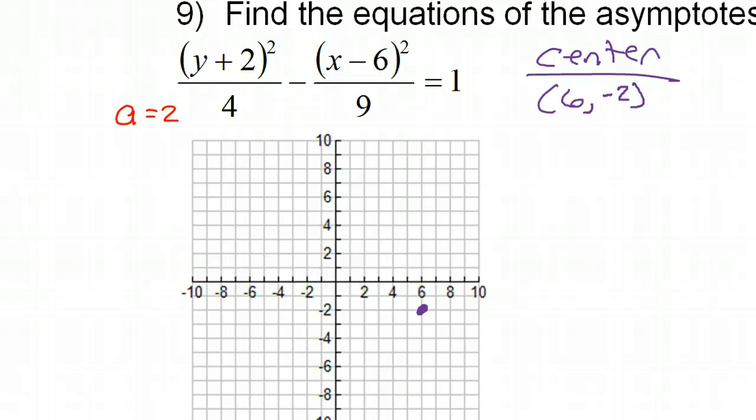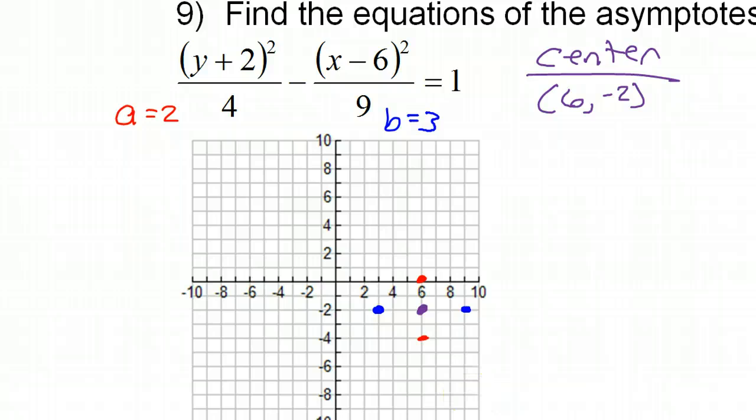Now, like I was saying, my a value is 2 in the y direction, because they go together. So that means I'm going to go up 2 and down 2. And these are my vertices, if anybody cares. Now my co-vertices will come from my b value, which is 3. Now this is with the x's, so when I do my 3, I'm going to do it to the left and right, okay, of the center.